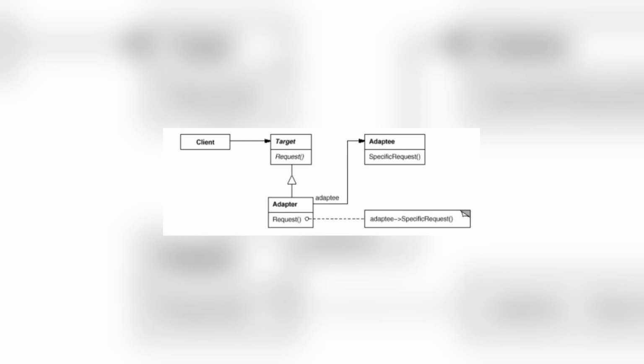Class and object adapters have different trade-offs. A class adapter adapts Adaptee to Target by committing to a concrete Adapter class. As a consequence, a class adapter won't work when we want to adapt a class and all its subclasses. It lets Adapter override some of Adaptee's behavior, since Adapter is a subclass of Adaptee. It introduces only one object, and no additional pointer indirection is needed to get to the Adaptee.